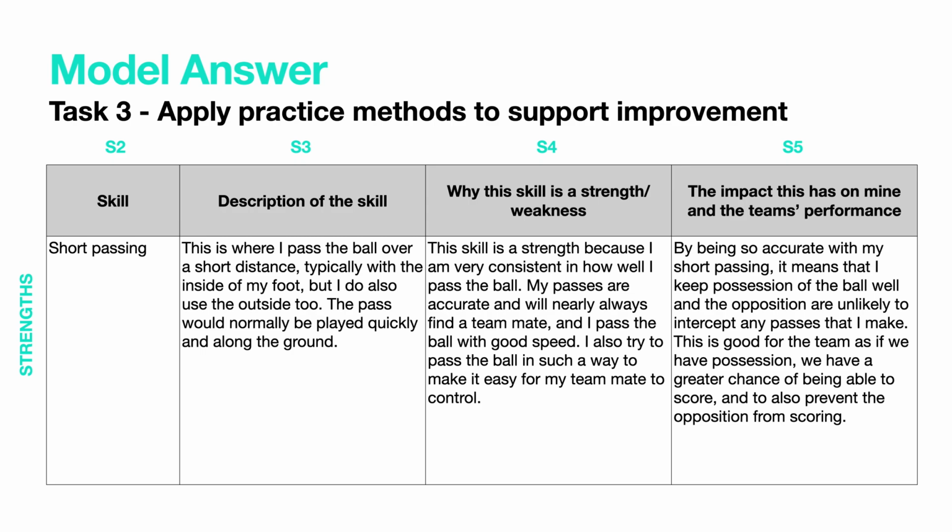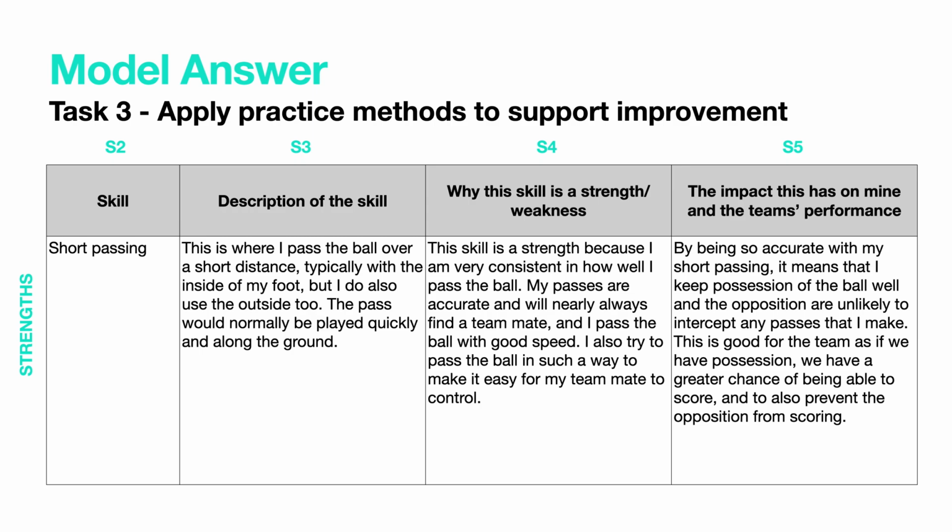So look, I've got 2 sentences there. So 2 or 3 sentences tell me what the skill is, how it's performed, what it will look like, and even if it does feel, like I said, that you're stating the obvious a little bit, please include that detail. S4 then is where it gets a little bit more tricky, because I'm saying why this skill is a strength. So I said it's because I'm very consistent in how well I pass the ball.